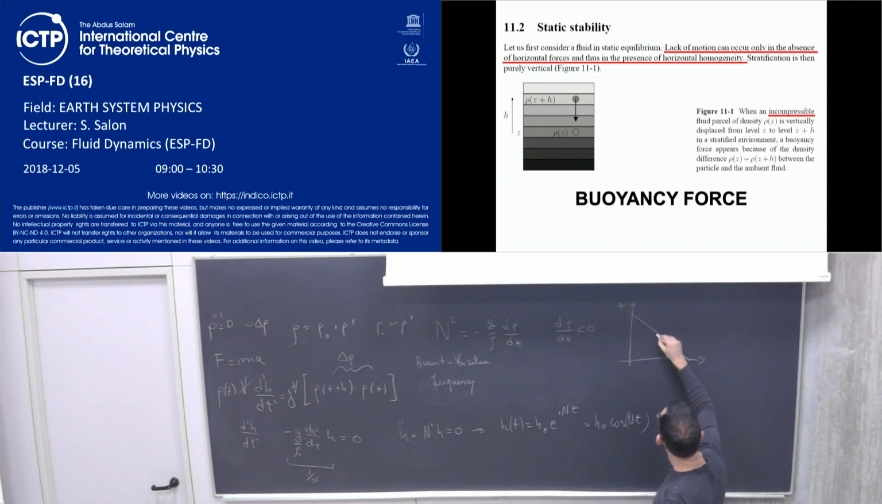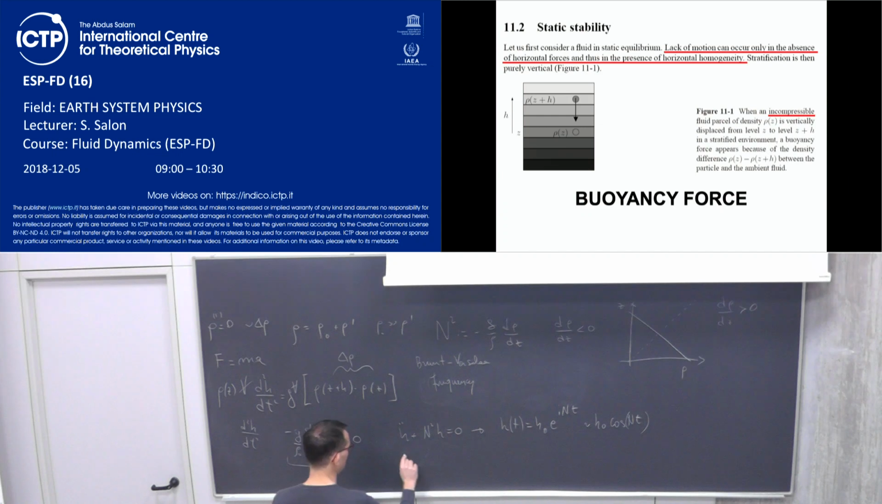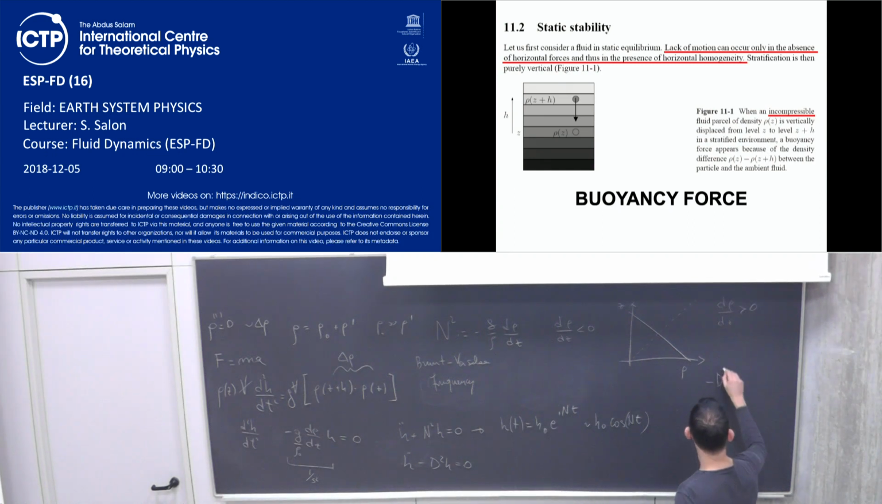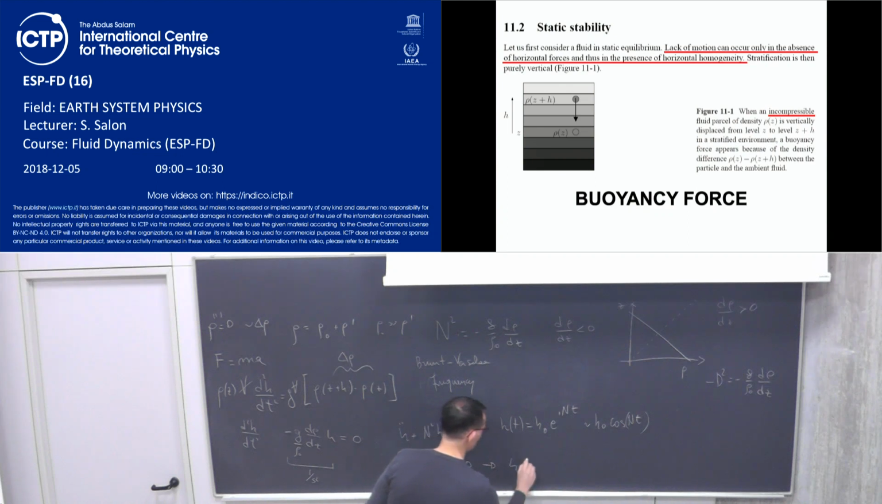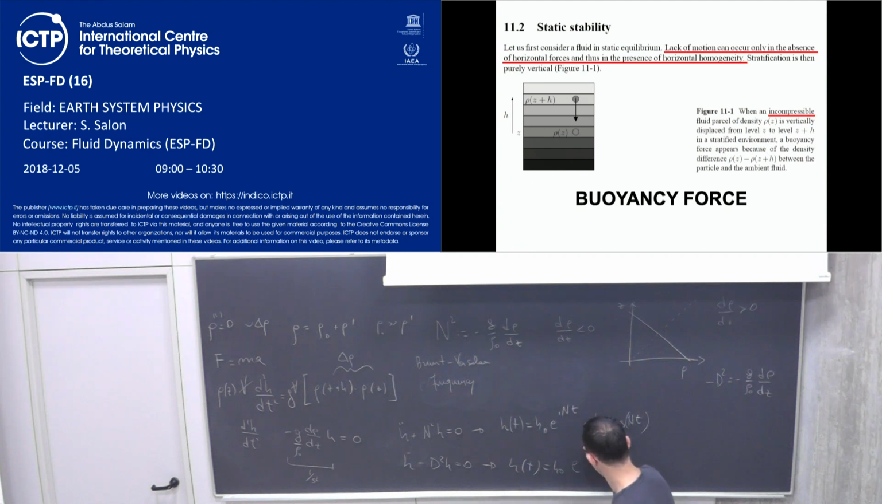In the opposite case, when we have d rho over dz positive, we can rewrite our equation like this, where minus n squared will be equal to minus g over rho 0 times d rho over dz. And this, of course, is positive, so this is negative, which means that n squared is negative, so I can define a new d squared that is positive. So, in this case, I have a real exponential in time. Okay, so the solution is a sort of explosive increase.